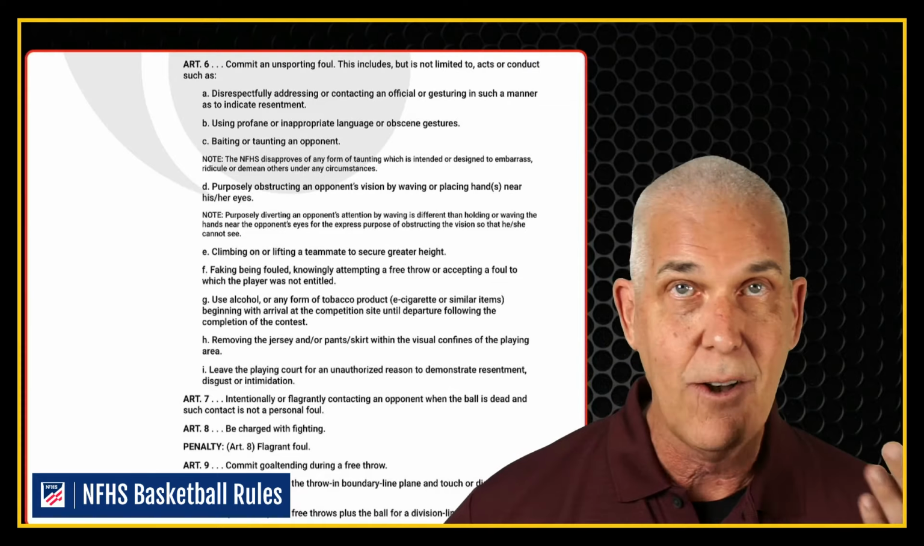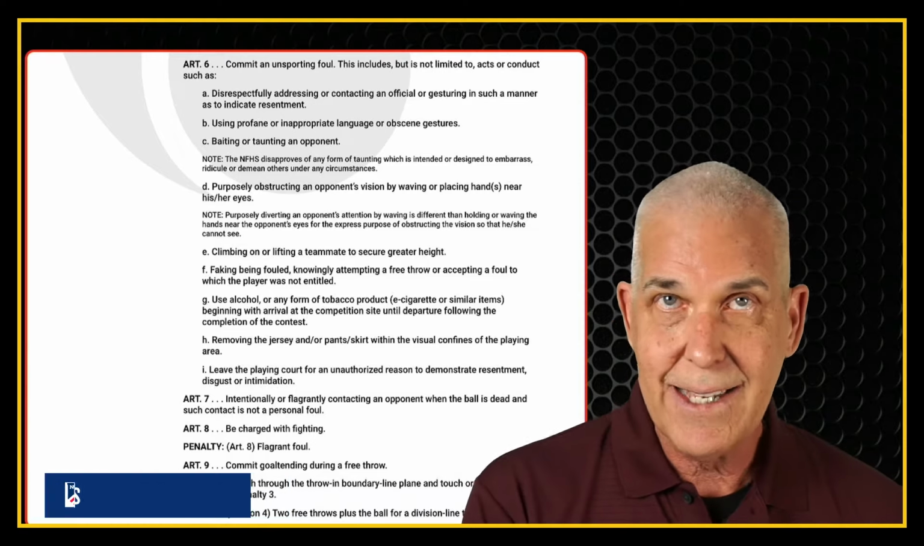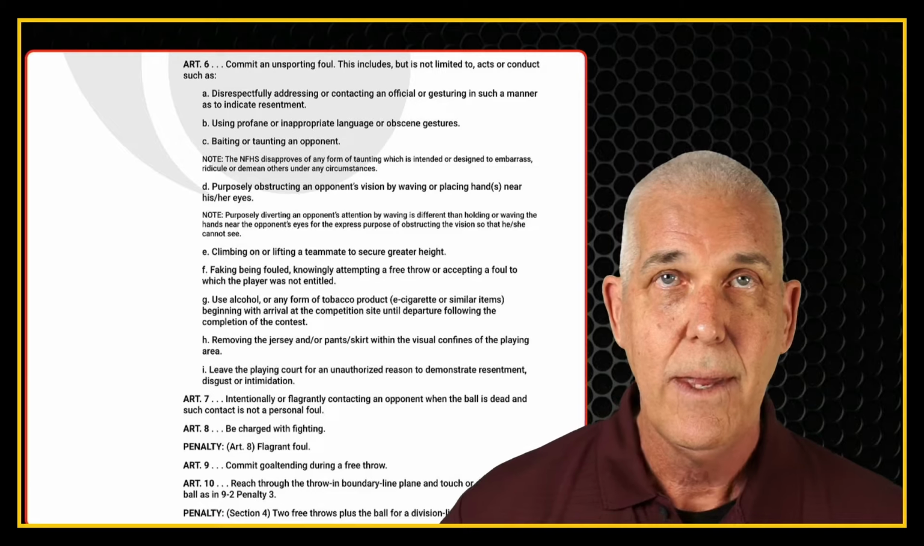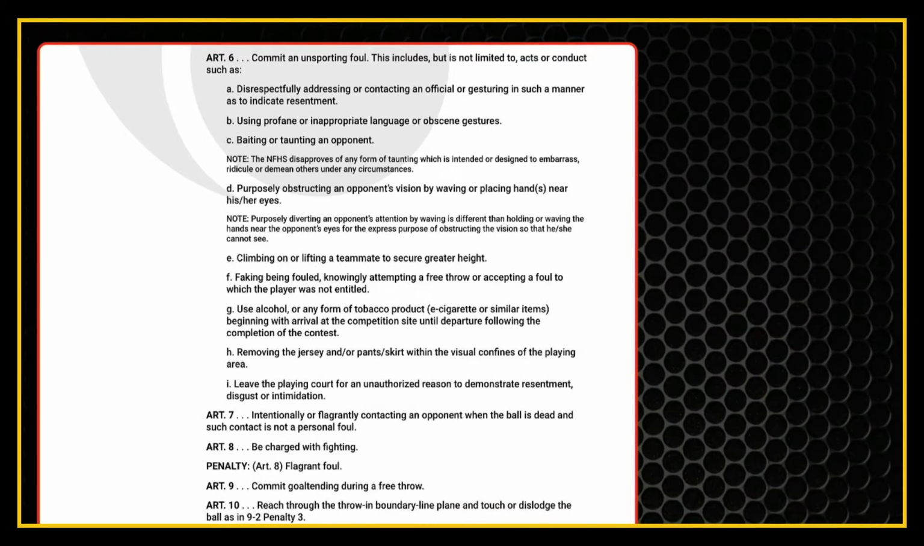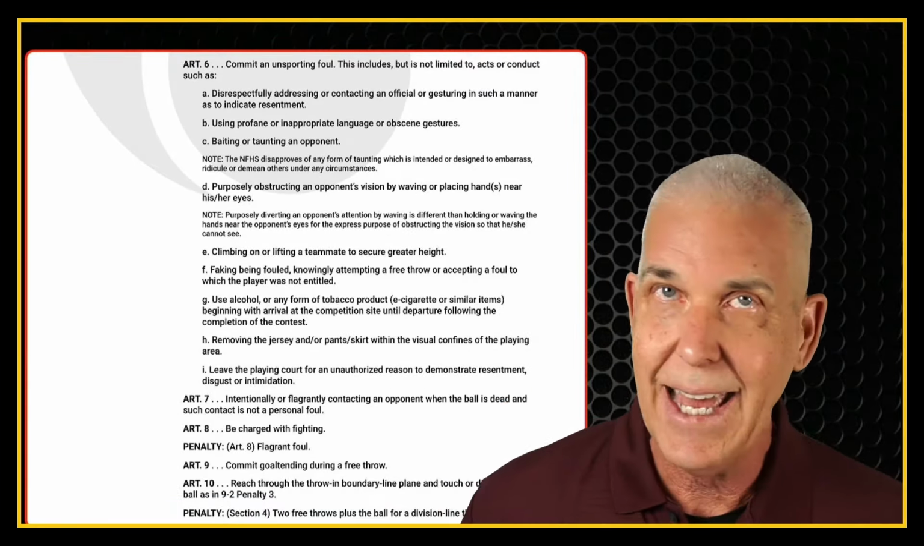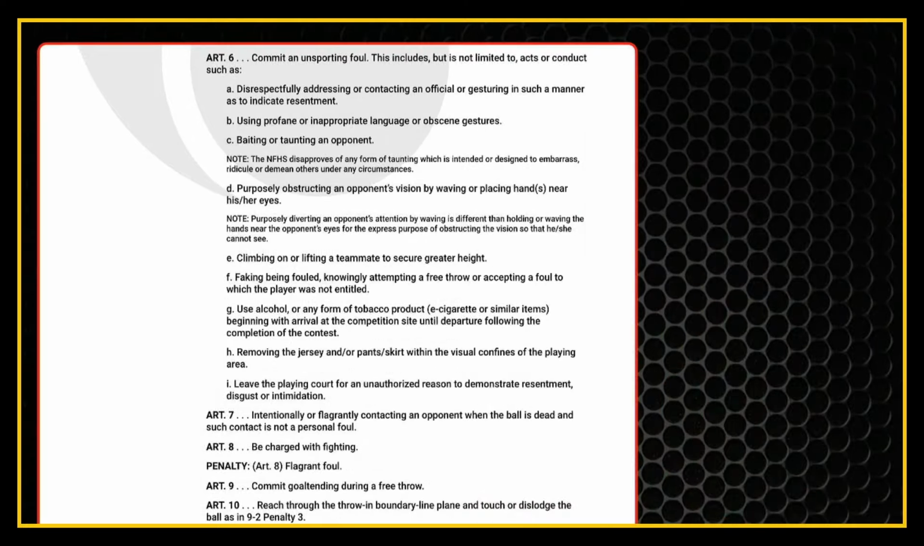Right? Unsporting fouls are going to be a key component of this rule, right? We've had some minutia, less common things that are occurring, but obviously to commit an unsporting foul is a technical foul by rule. Disrespectfully addressing or contacting an official, gesturing, using inappropriate language or obscene gestures, baiting or taunting an opponent. And then there's a note that NFHS is extremely interested in officials penalizing any sort of baiting or taunting, unacceptable in National Federation of High School Basketball.